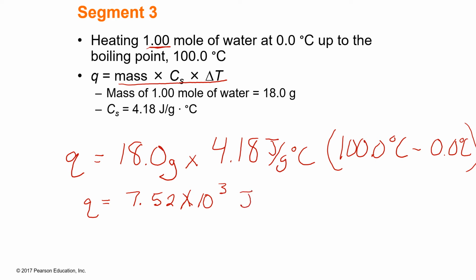And again, so that we're looking at the same units all the way across our problem, we're going to convert this quickly into kilojoules. So 7.52 kilojoules of energy to heat water from its freezing point to its boiling point for 1 mole.